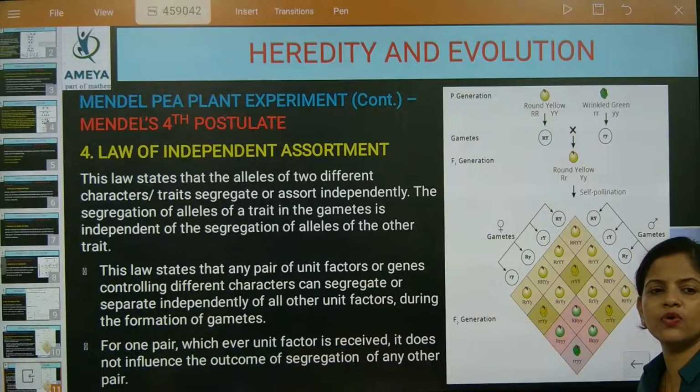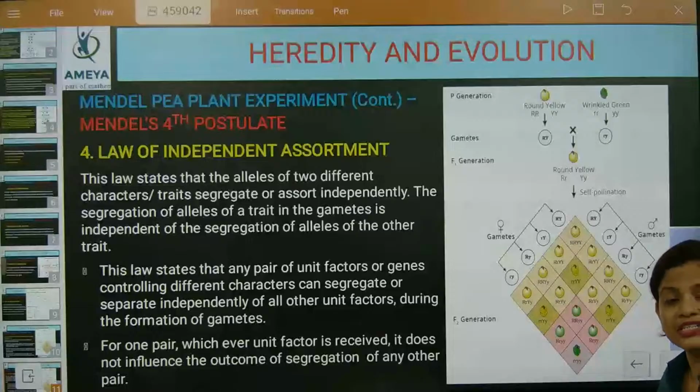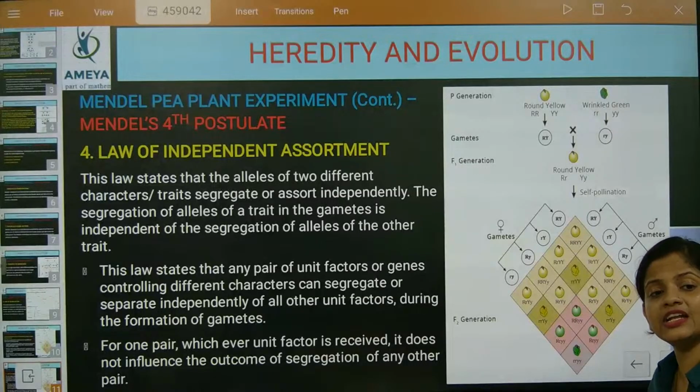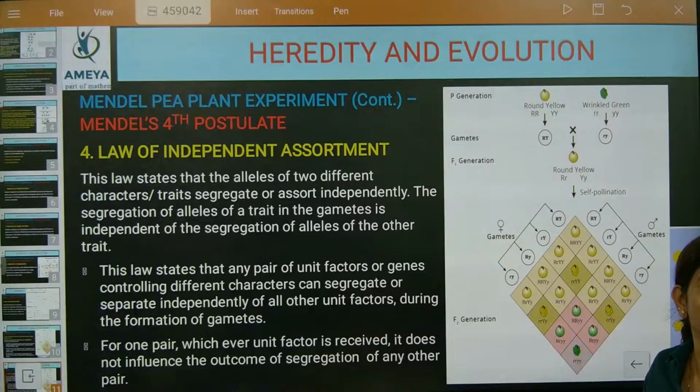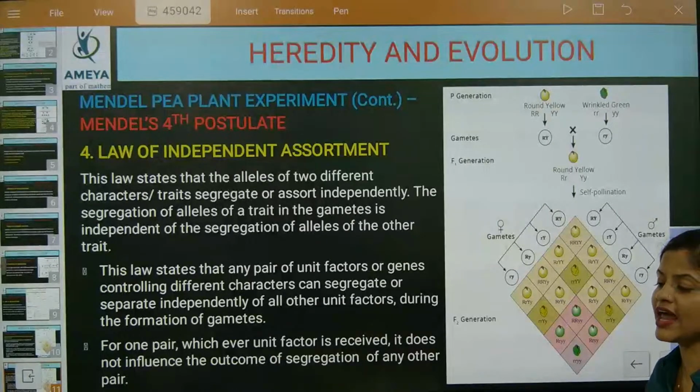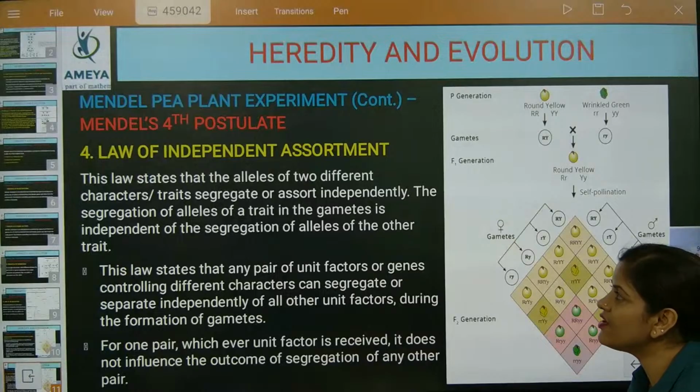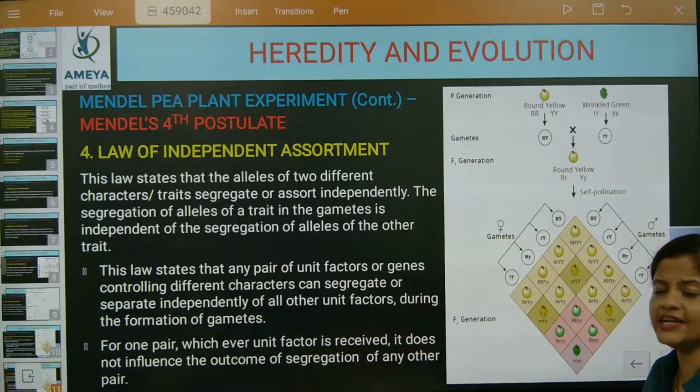First generation it was all yellow and round, but second generation it became 4 contrasting characters. In the second generation, independently it selected. Independently selected. How many characters? 4 characters. So what name has been given? Law of independent assortment.